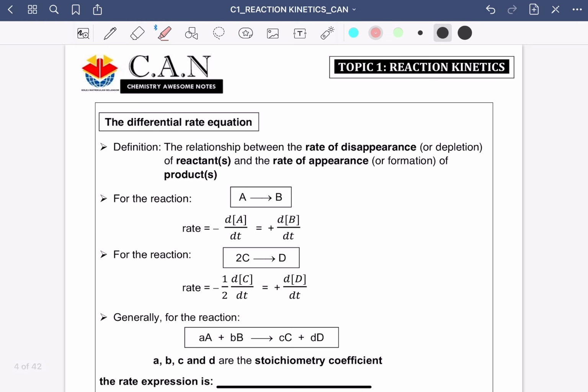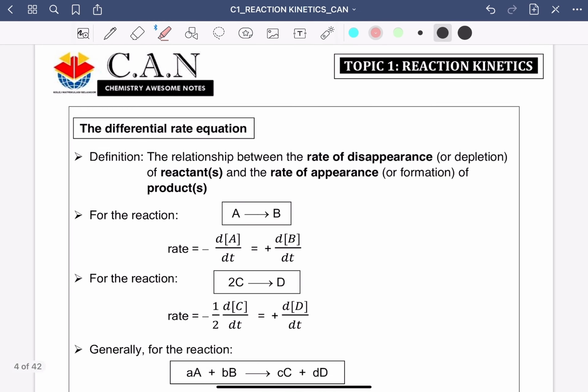Now, talking about the differential rate equation. This is a little connected with mathematics. When we are going to find the differential rate equation, we are actually looking for the speed. So it also has a connection with the rate equation. Now, you can see here, say you have a reaction A produces B. Now, how are we going to write the differential rate equation? How do we write the differential rate equation?